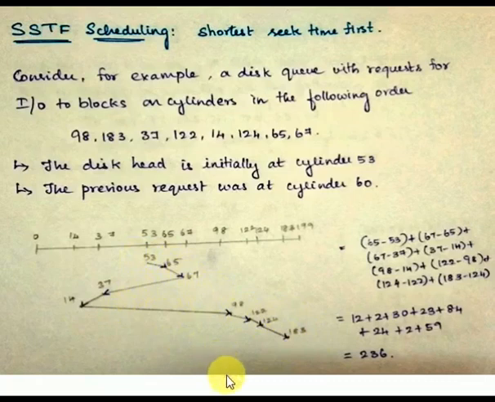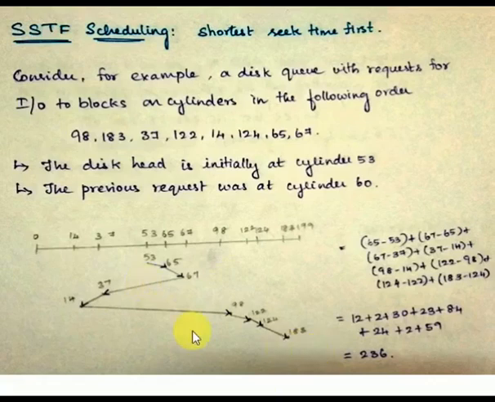The read-write head was initially at 53. Then from 53, we are searching for the shortest, minimum distance that could be traversed in the cylinder. So accordingly, we are traversing the cylinder numbers.